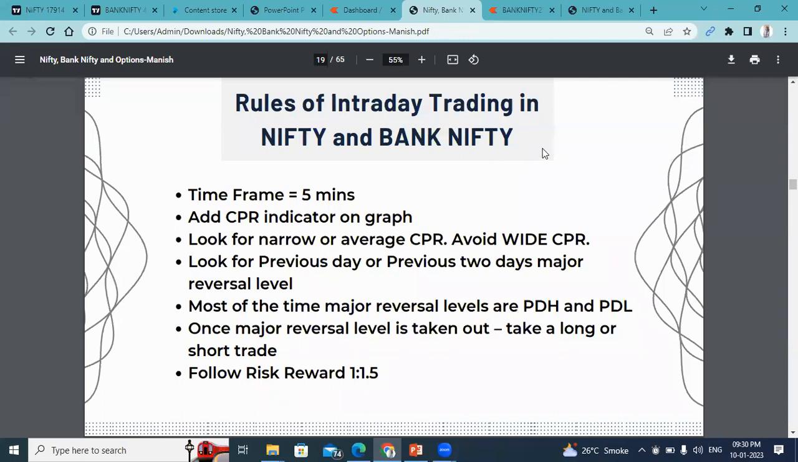So again, if you wish, you can take a screenshot. जितने भी rules हैं setup के, मैंने यहाँ पर summarize किए. Okay, rules of intraday trading in NIFTY and in Bank Nifty. Yes, Mahesh ji, you can take a screenshot. Okay, you can take a screenshot of this slide.